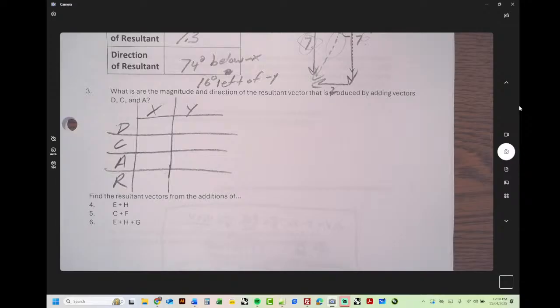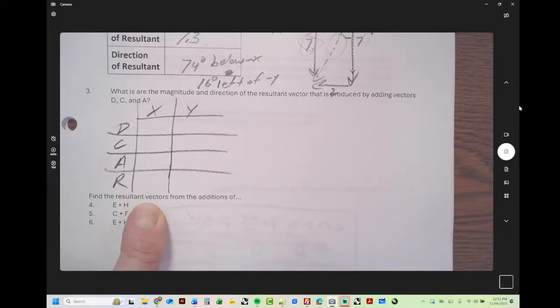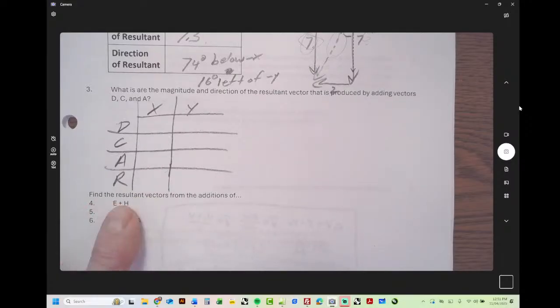You're just finding magnitude and direction. So some people who are ahead have asked on 4, 5, and 6, what does it mean, find the resultant vectors? That means, just like if you were supposed to find the velocity of something, you have to find the direction and the magnitude to really define the vector. So magnitude and direction on those.